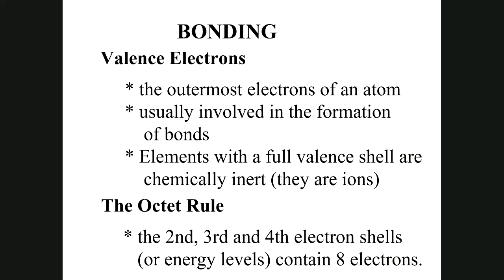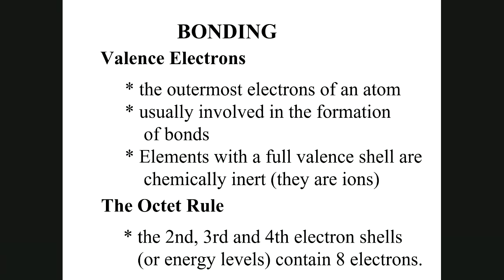Now the valence electrons, they're the electrons in the outermost shell. So it says the outermost electrons of an atom. These are the ones that are involved, usually, in the formation of bonds. I say usually there because ions do not share electrons. Elements with a full valence shell are chemically inert. They are ions. They do not form bonds by sharing electrons. They're attracted by charges. Positive and negatives attract each other.